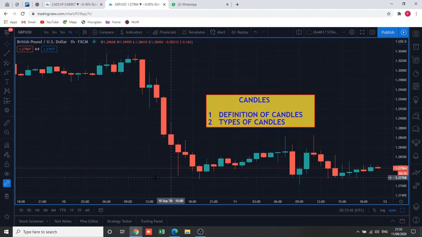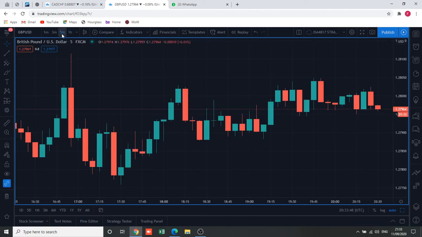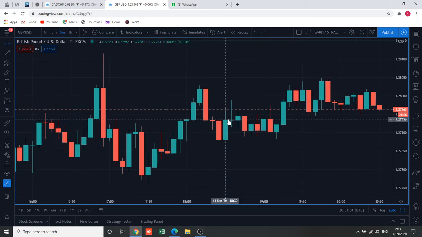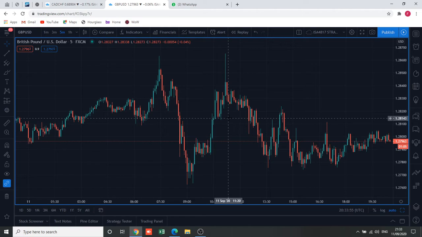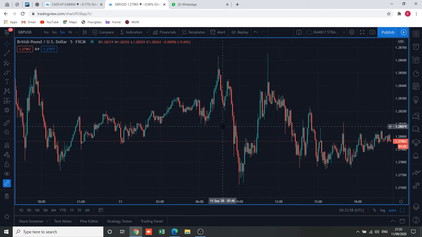Okay, I want to see what GBP USD was doing for 5 minutes. You can just choose the 5 minutes, and each of these candles tells you, I will explain how to look at the candle, so don't be perturbed about that. So each of these candles is telling you what this particular currency was doing in 5 minutes.